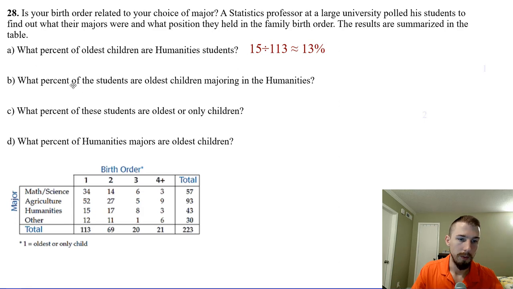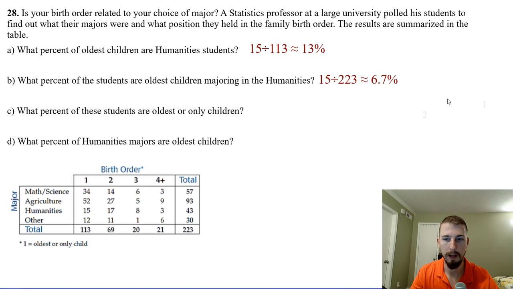Next question is what percent of students are oldest children majoring in humanities? Our denominator now is all the students. Of all the students, that's 223. That's now our denominator. So of the 223, what percent of those are oldest or only child humanities? That would be 15 out of 223. We have a different denominator this time, which would be 6.7%, about half of the last one.